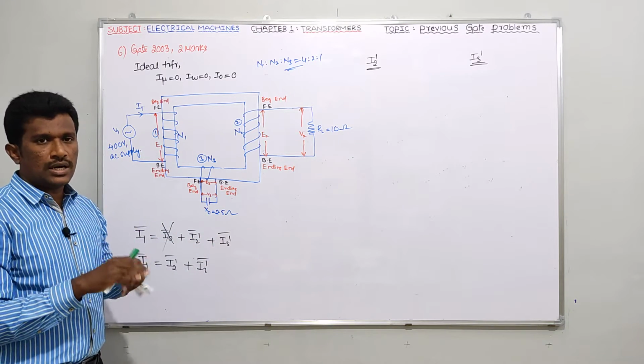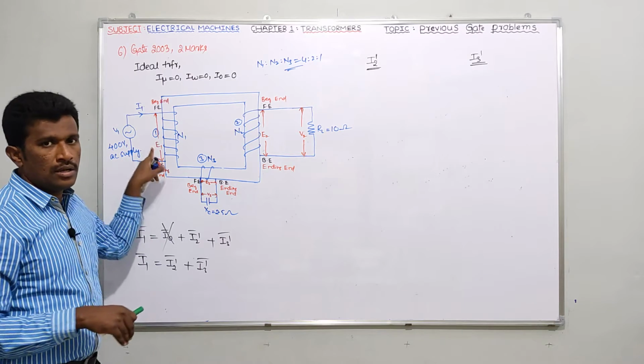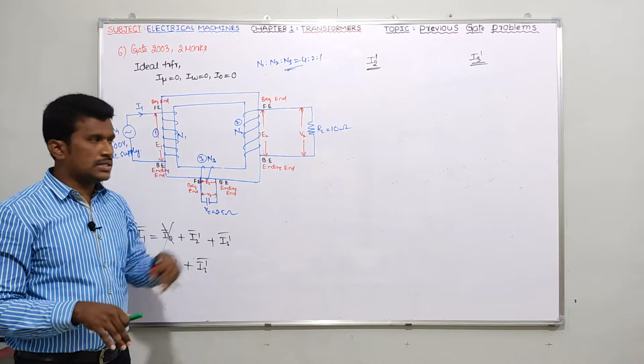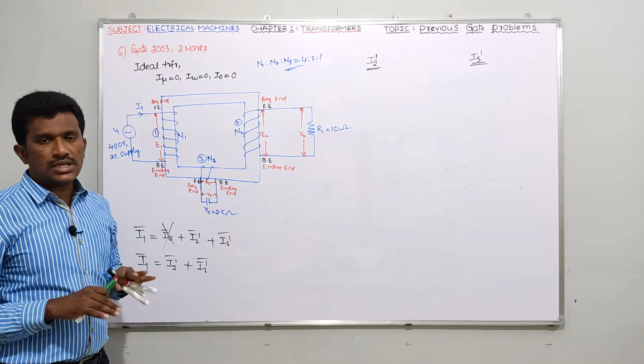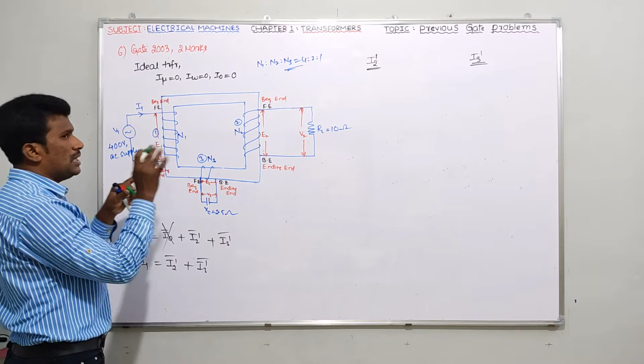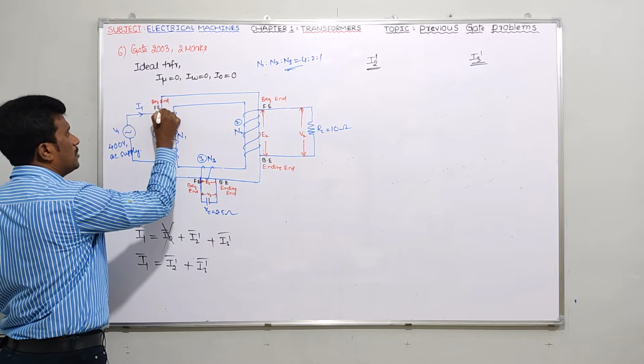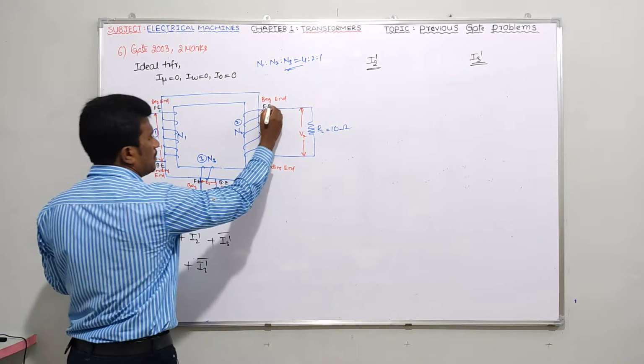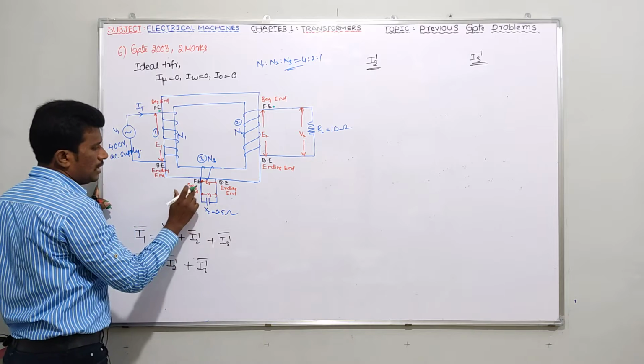Suppose if you assume dot at the ending end in the primary winding, you have to assume dot at the ending end only in the secondary winding and tertiary winding also. In my discussion, I will be assuming dot at the beginning end. So wherever beginning end is there, simply I will keep a dot here. See, this is beginning end, let me keep dot here. This beginning end, let me keep dot here. This beginning end, let me keep dot here.